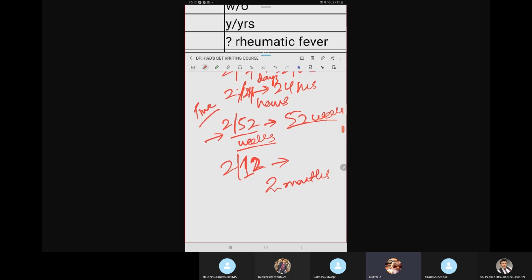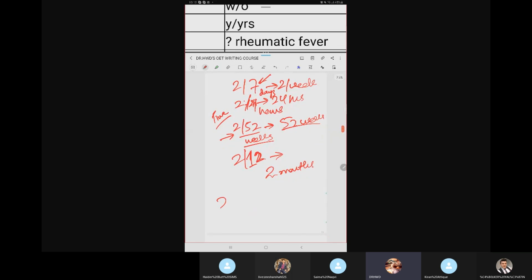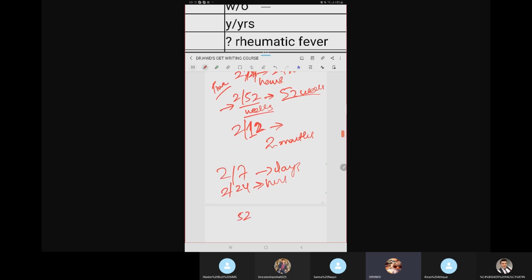Okay, so if you want to jot this down, you can jot this down that if they do like this, then it's days, right? If they do it like this, then it's hours, right? If they do it like this, then it's weeks, right? This would be your months. Okay, Claire, any questions in this? No problem. No? Should we move forward? I think it's really easy for you all, right?